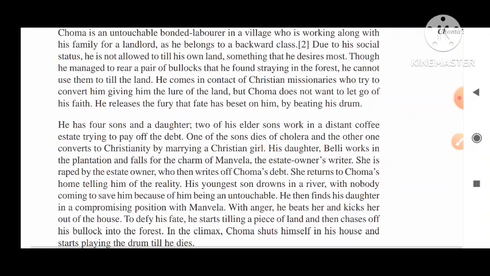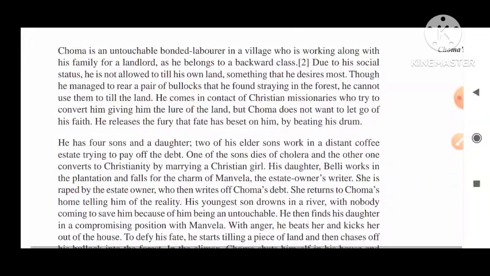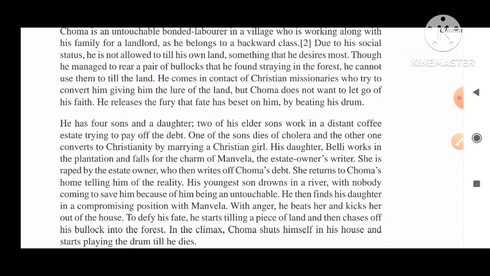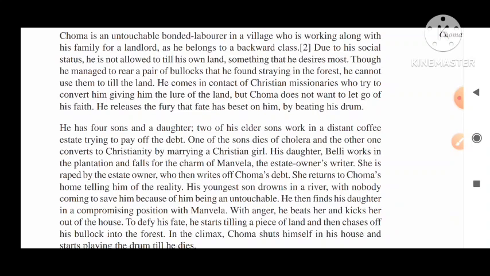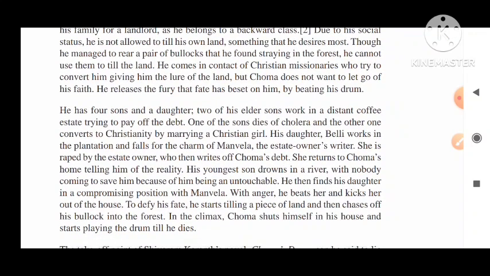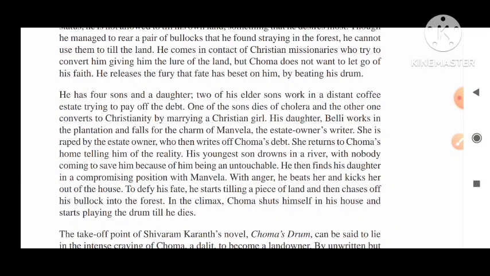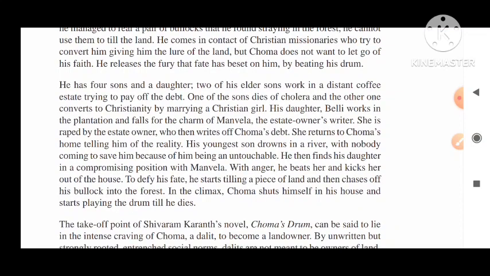As he belongs to a backward class, due to his social status, he is not allowed to till his own land, something that he desires most. Though he managed to rear a pair of bullocks that he found straying in the forest, he cannot use them to till the land. He comes in contact with Christian missionaries who try to convert him, giving him the lure of the land, but Choma does not want to let go of his faith.